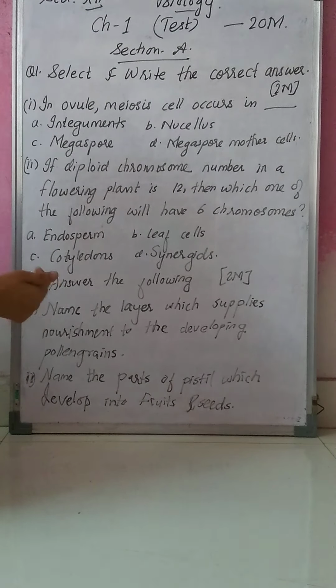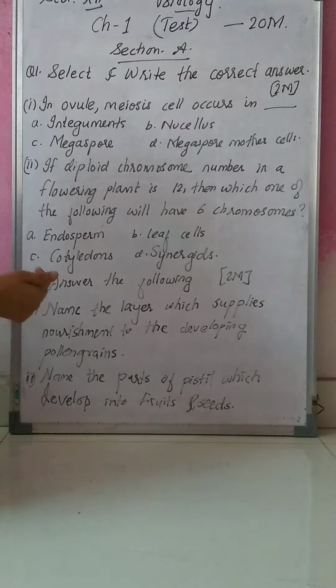The second is: if the diploid chromosome number in a flowering plant is 12, then which of the following will have 6 chromosomes, that is half the chromosomes? A, endosperm; B, leaf cells; C, cotyledons; and D, synergid. You have to find out the correct answer and write the question number, option number and answer.